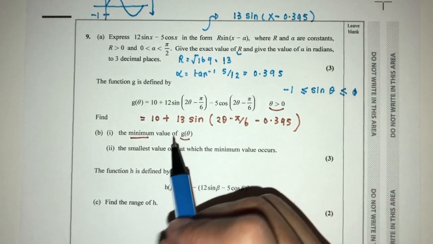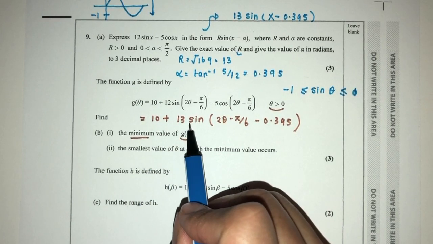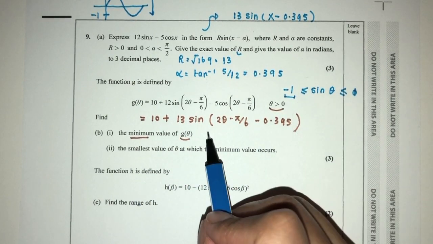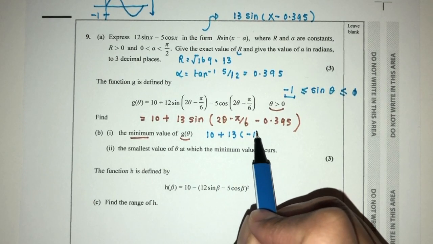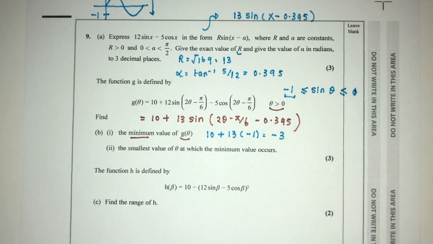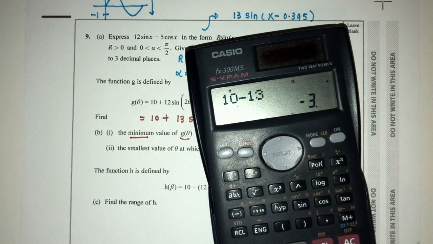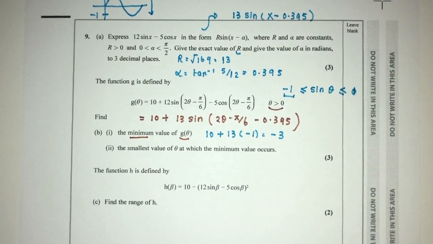So this will be what? The minimum value will occur when this will be obviously equal to minus 1. So 10 plus 13 times minus 1, that will be minus 3. Let's check. 10 minus 13, that should be minus 3. Okay, fair enough. That will be the minimum value of the function g.